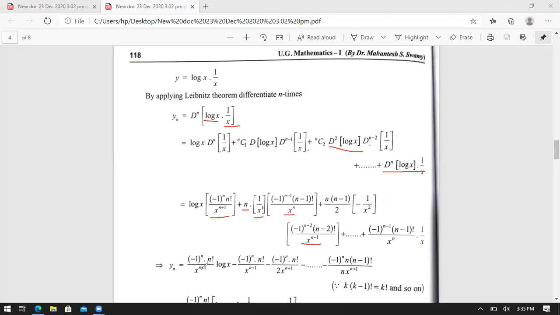This one write first. After that log x minus, next this term: minus 1 to the power of n into n factorial divided by x to the power of n plus 1, minus minus 1 to the power of n into n factorial divided by 2x to the power of n plus 1, minus and so on, minus 1 to the power of n into n minus 1 factorial divided by n into x to the power of n plus 1. This is your final answer.